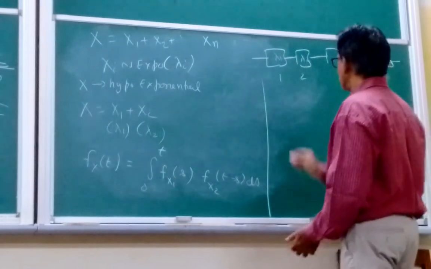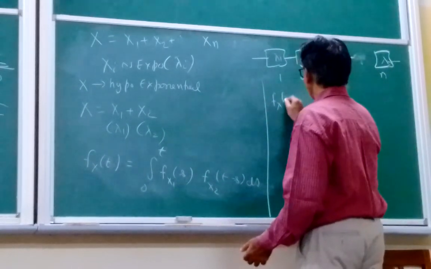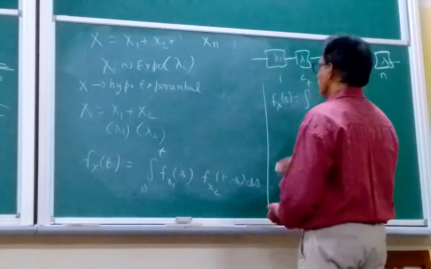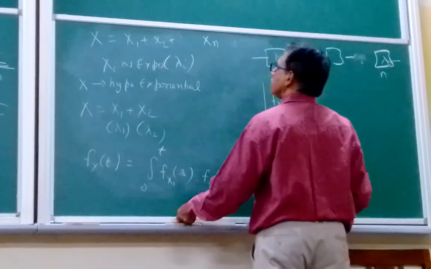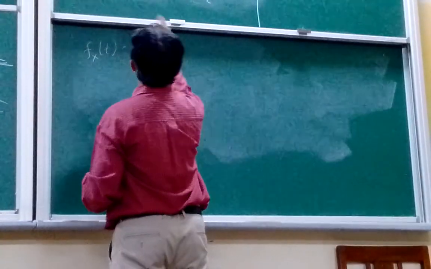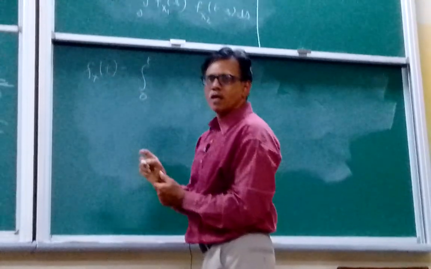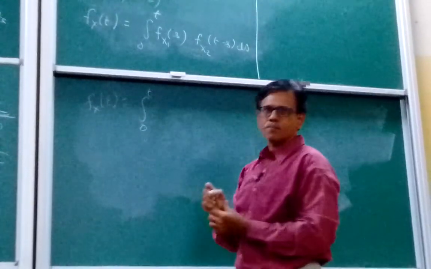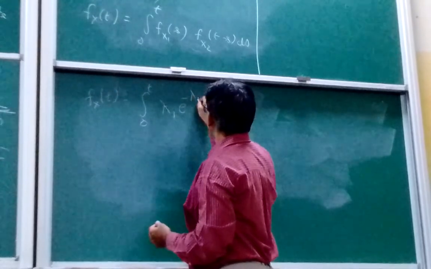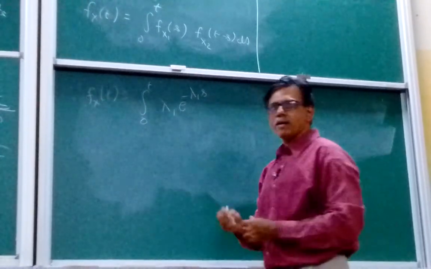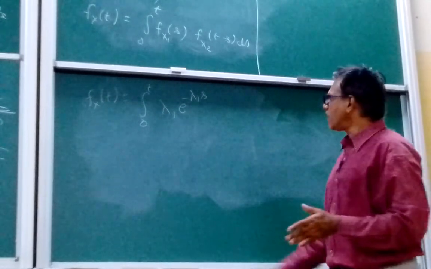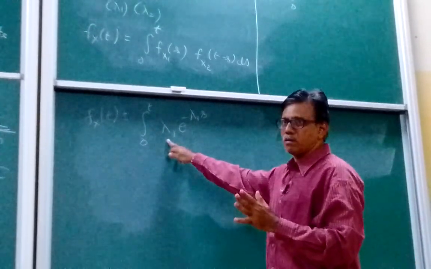Okay, so we will write it. This is going to be a little lengthy. This one, fx1 of s is nothing but lambda 1 e power of minus lambda 1 s. Right? It is the density function of the exponential random variable with parameter lambda 1.